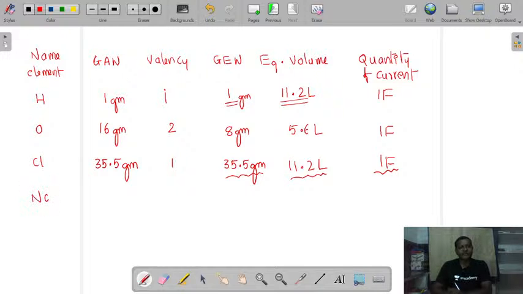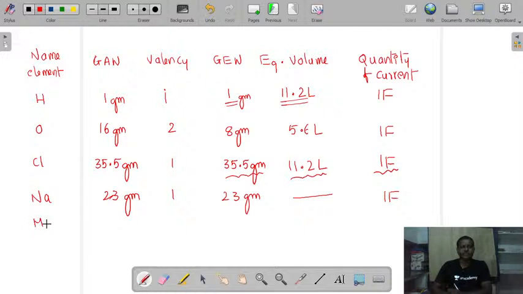The next element is sodium. Its gram atomic weight is 23 grams and its valency is 1. Therefore, its equivalent weight is 23 grams. It is present in solid state, so volume is nil. To deposit the equivalent weight, 1 Faraday of current is required.